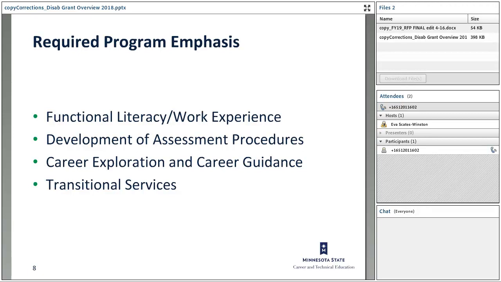Assessment procedures could focus on guidance and support for transitions, maybe for those who have an IEP, that individual education plan. Funding cannot be used for developing those because there are other state and federal funds that assist with those with special needs when it comes to those educational plans, but it could support programs.